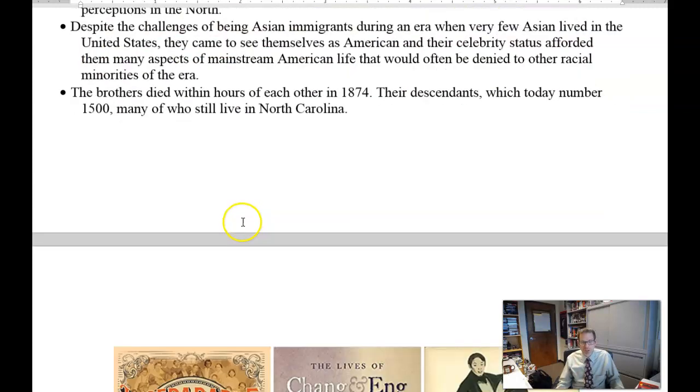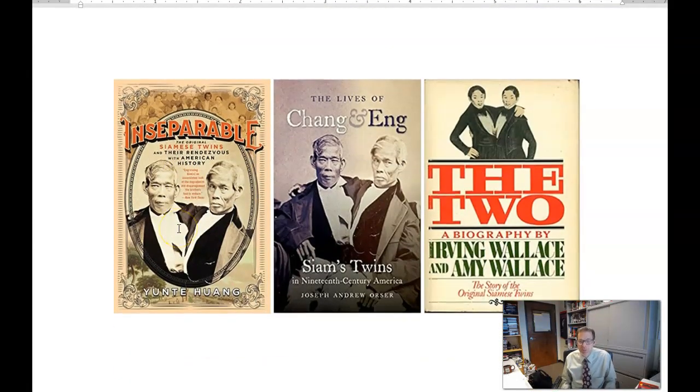Just a really interesting case of very early Asian immigrants coming to the United States, what that would be like for them, being treated as exotic others, especially because they're Siamese twins. Again, a term coined for the two of them. And their history and story.